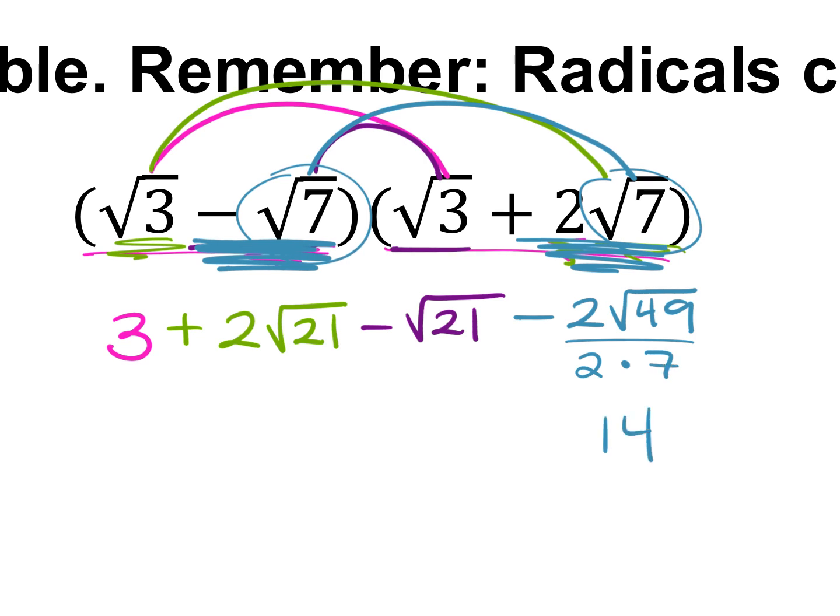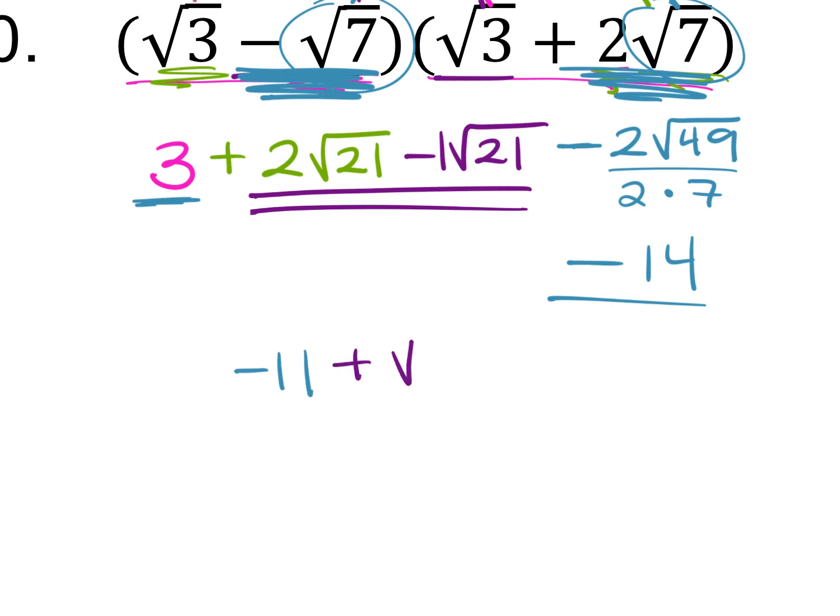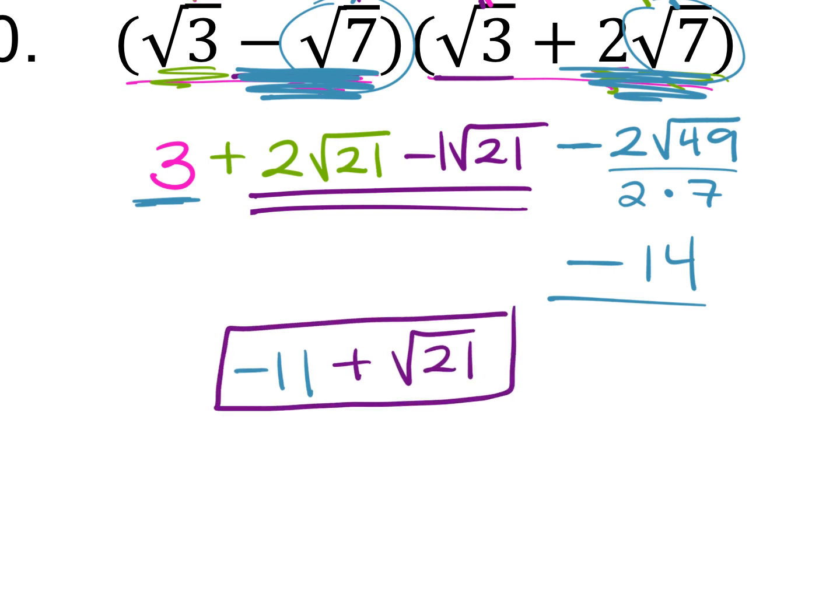So you have, and this is a minus still, right? So you have 3 minus 14 for the first part. That's a negative 11. And then you have this section, 2 rad 21 minus rad 21. You can think of that as having a 1 out in front there. So 2 minus 1 would just be 1 rad 21. That's a positive 1. So this would be a negative 11 plus the square root of 21. And there is nothing else you can do there. So that would be your simplified answer.